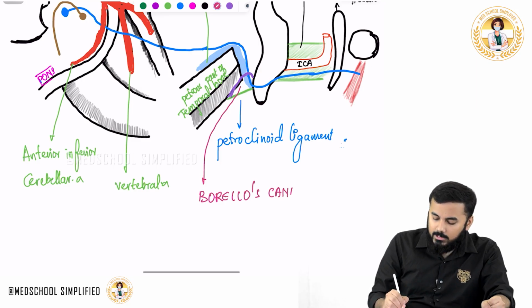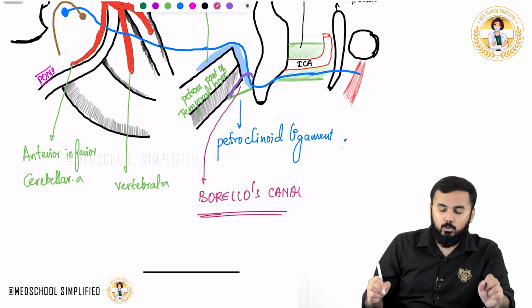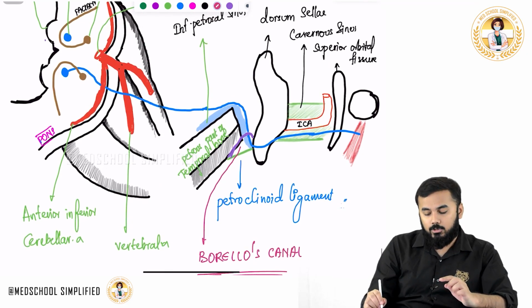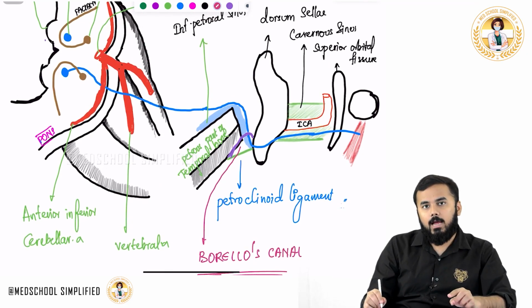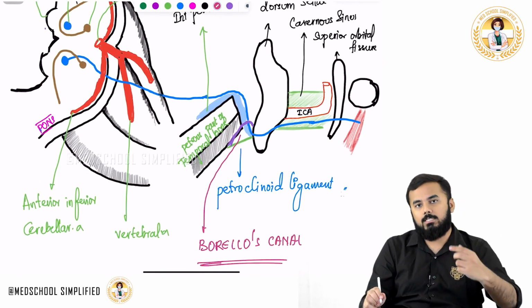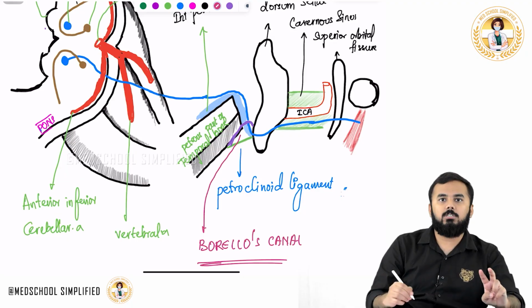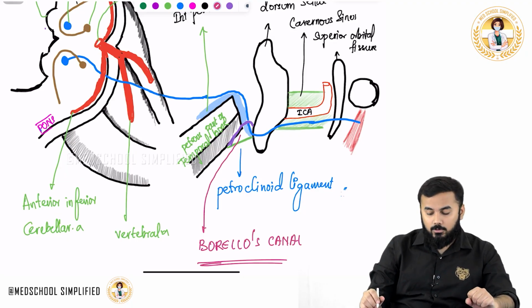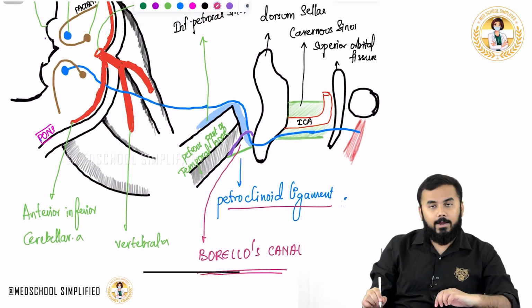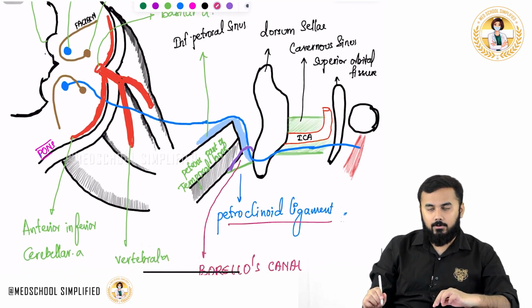Now, what is passing through this Dorello's canal? There are two structures that are passing through this Dorello's canal. One is your abducent nerve, and along with the abducent nerve there is another sinus that is passing, that is called the inferior petrosal sinus. So these are the two important structures. What are the structures that are passing through this canal? One is the abducent nerve, another one is the inferior petrosal sinus.